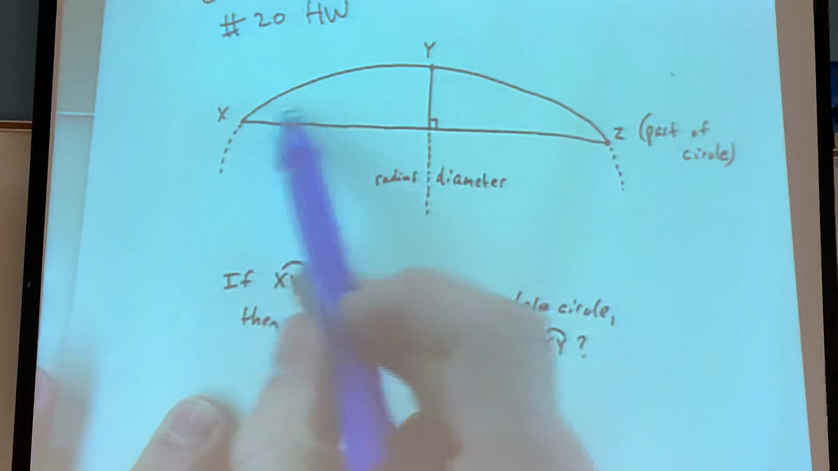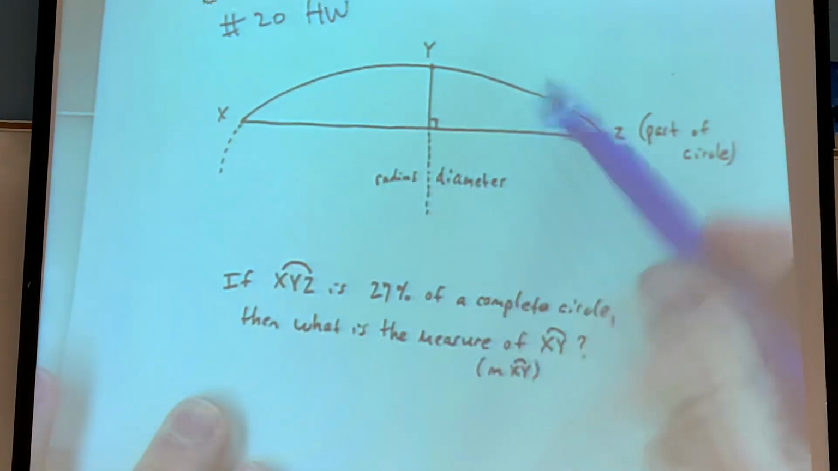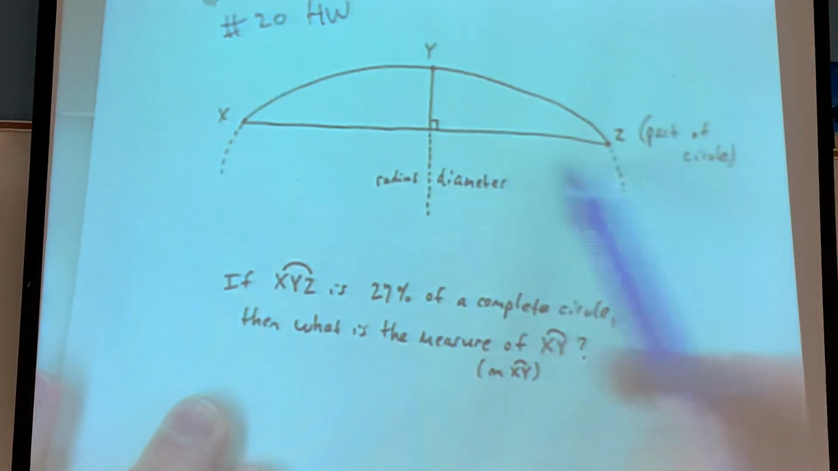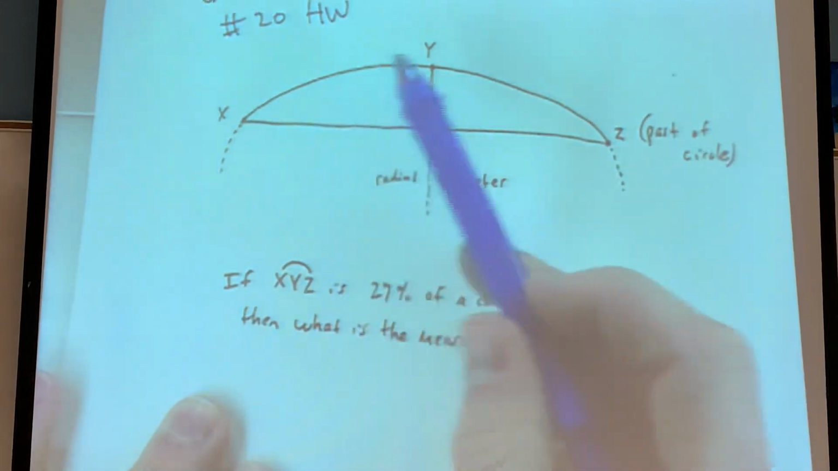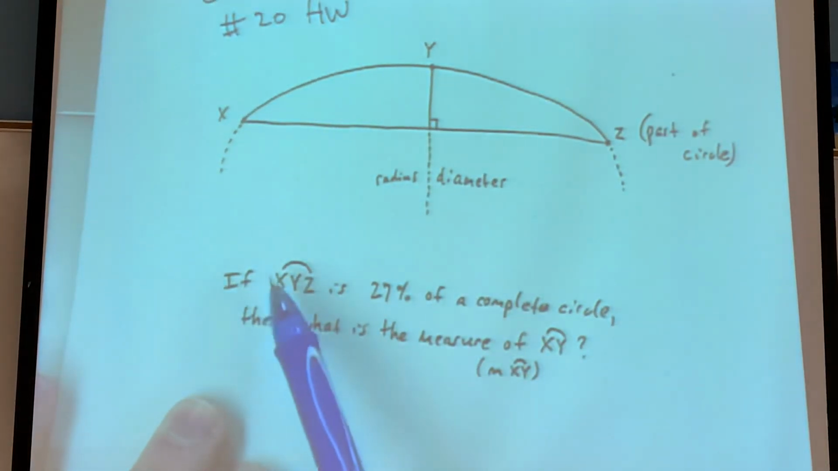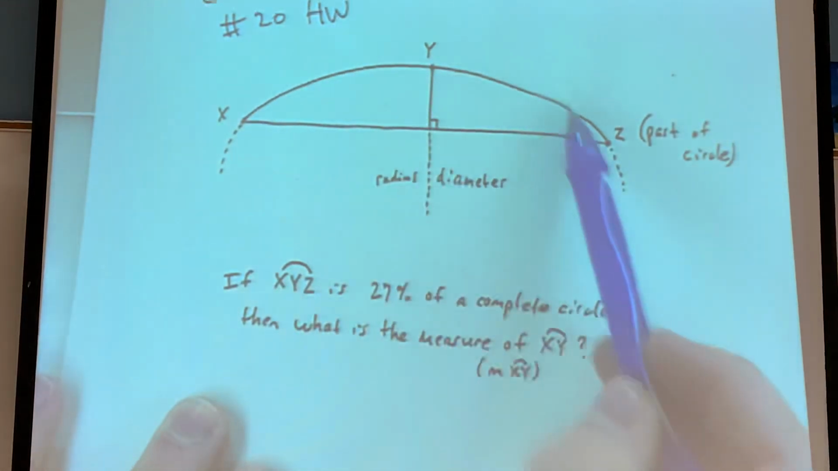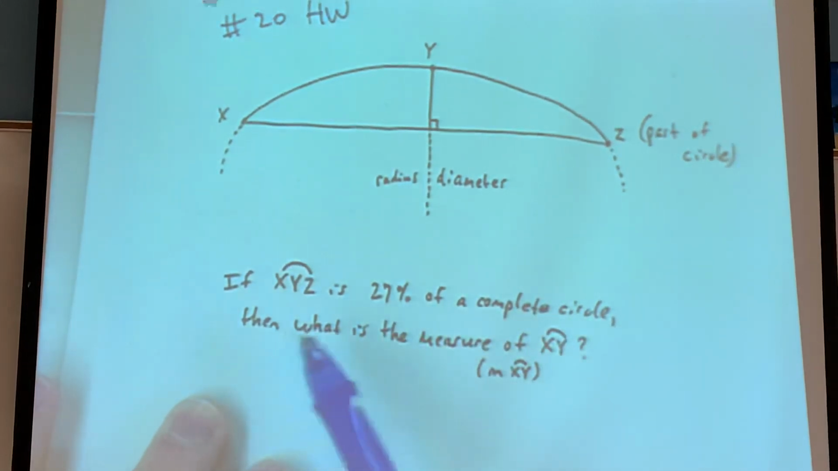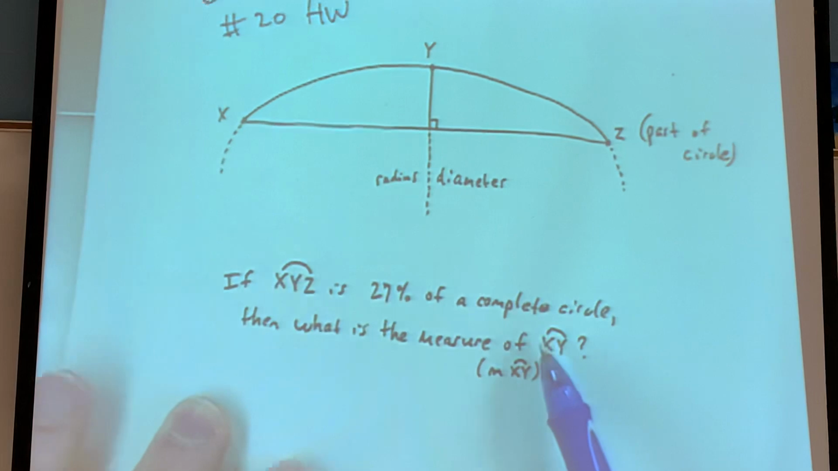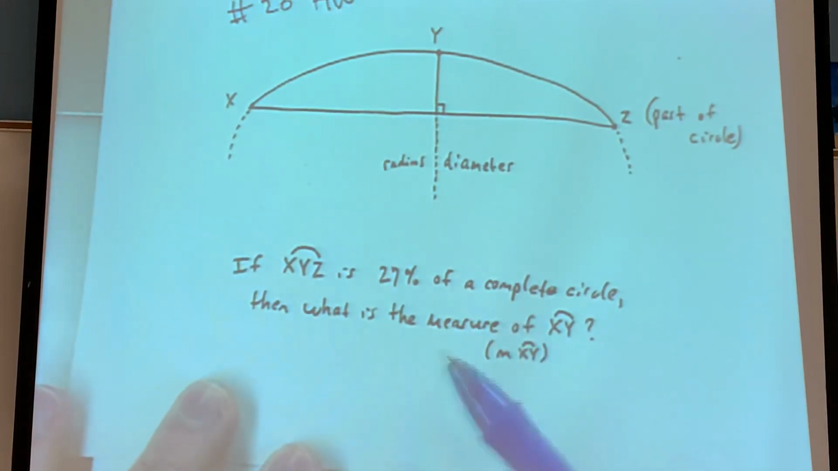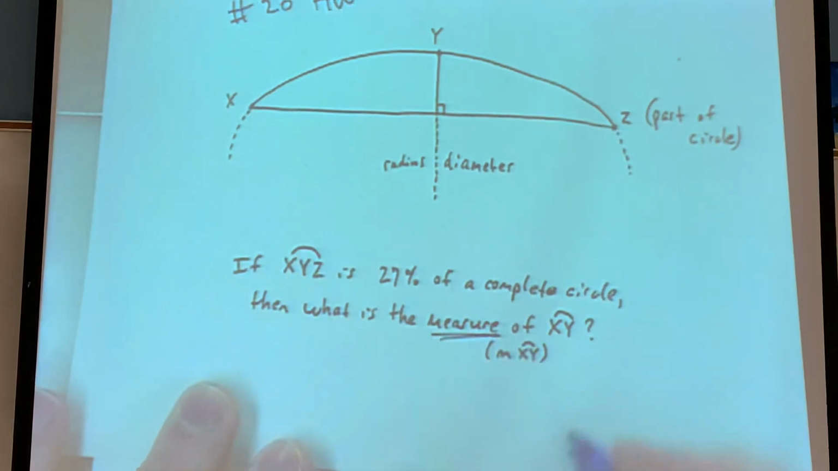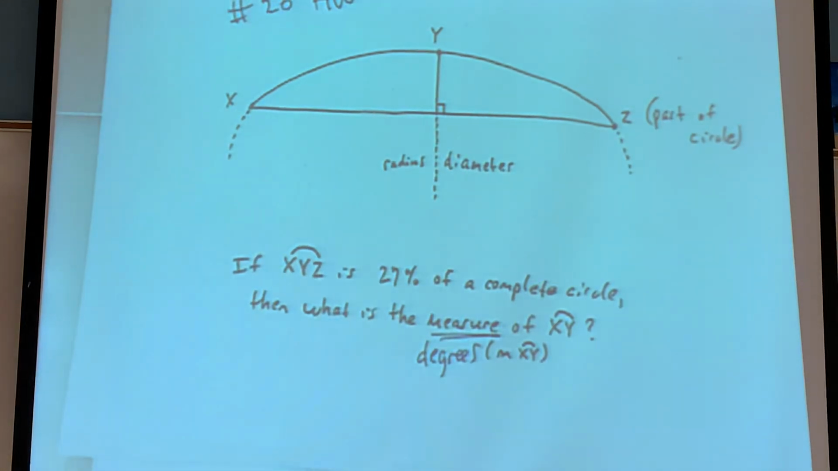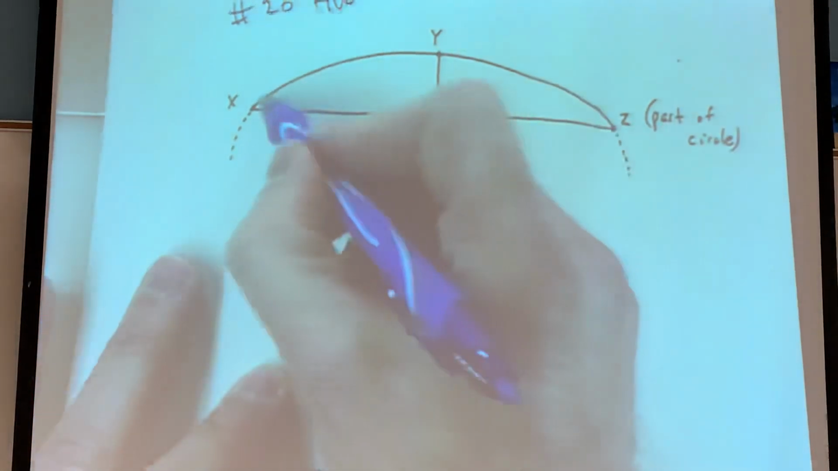All right, so let's see what number 3 is giving us here. It gives us a diagram. This is the radius or diameter, so this is coming from the center. And this is part of a circle, so we're given part of a circle. It says if arc XYZ is 27% of a complete circle, then what is the measure of arc XY? Now remember, measure is different from length. So if they want the measure, measures in degrees. So we want the degree measure of arc XY.